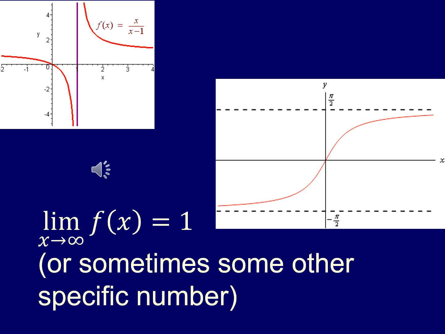Another possibility is that we could say the limit as x goes to infinity is 1, or it could be some other number besides 1. Here, what's going to happen is you'll have an asymptote. You'll have a line that you get close to over at the right side of your graph, but that line is something other than the x-axis.